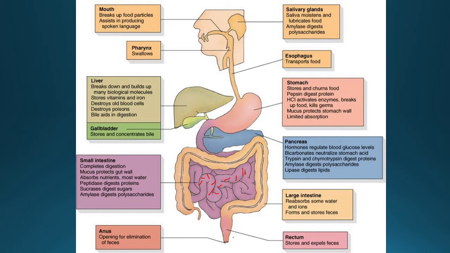Then, going to the anus, this is the opening and elimination point for the unwanted waste. The rectum is the place where it stores the unwanted waste, and the anus is the place where it eliminates, it throws out the unwanted waste after all the digestion process is completed.